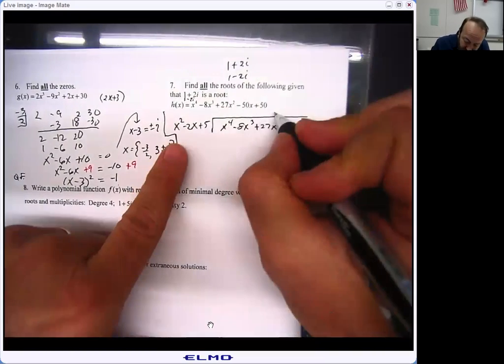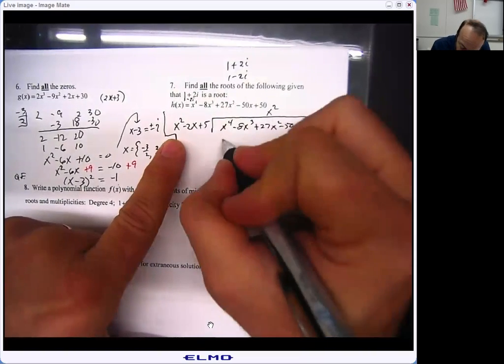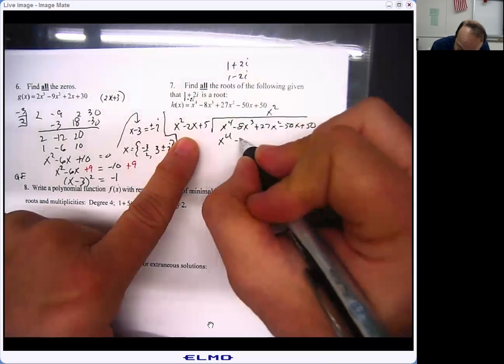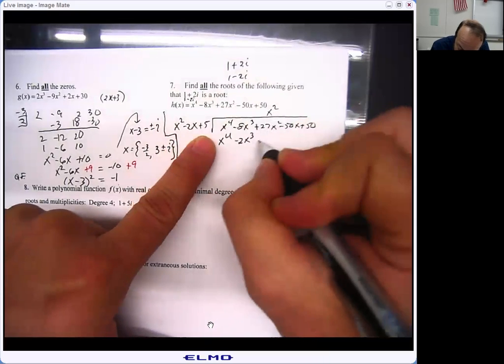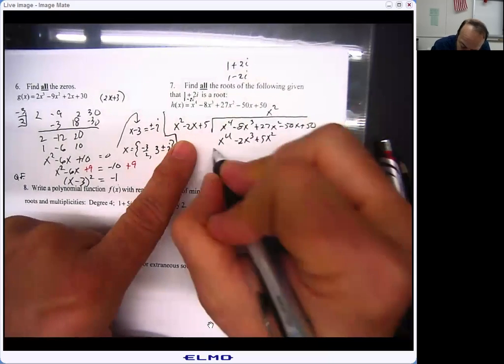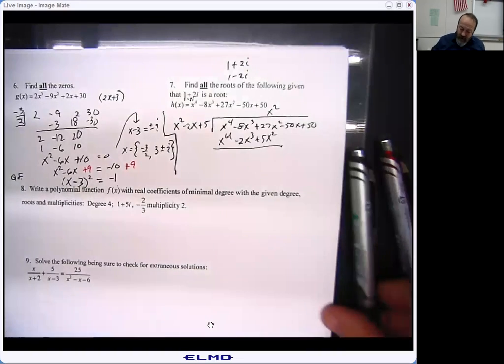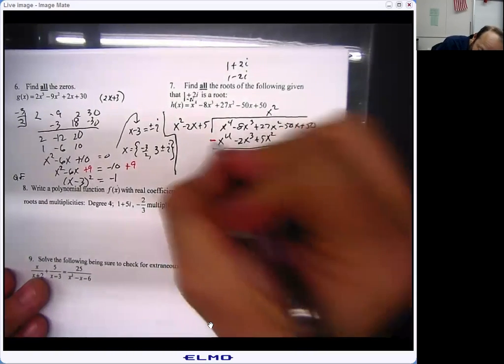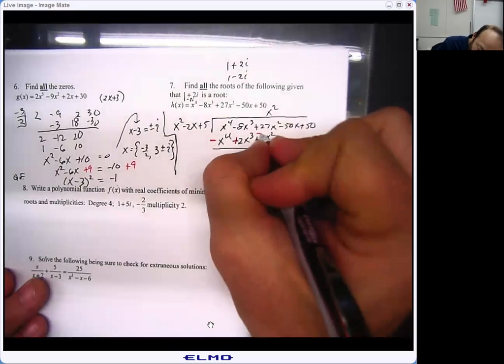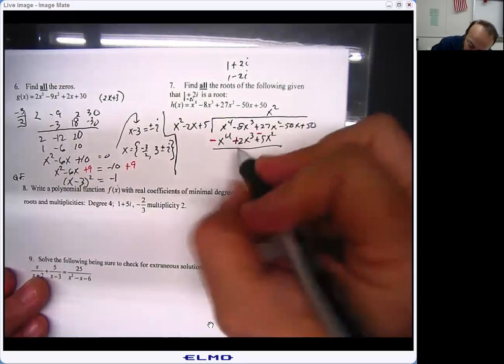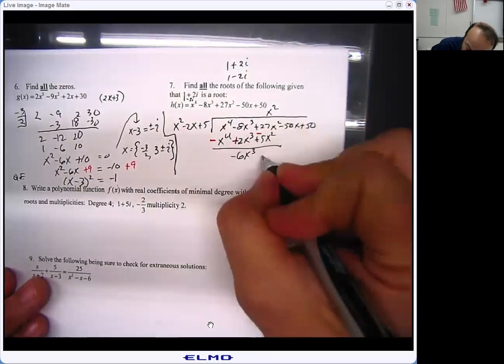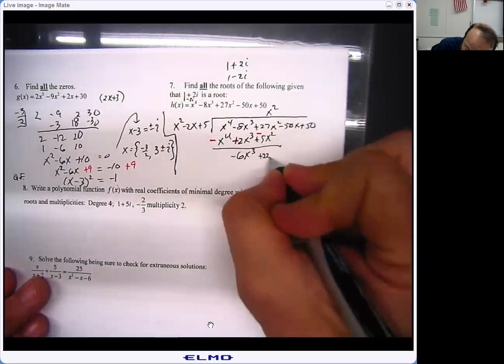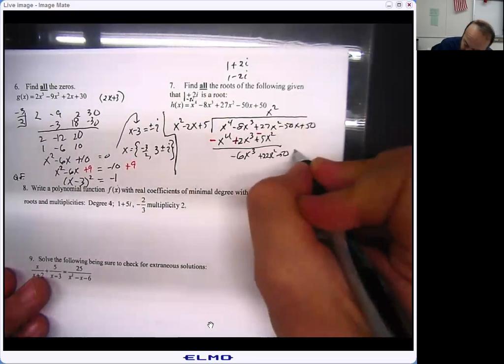So our process says, let's go ahead and get an x squared. That's -2x cubed and plus 5x squared. So we did our multiply. Now we need to change our signs. There's a minus there. That's going to make it a plus there and a minus there. We've got a -6x cubed. We've got a positive 22x squared and a -50x.